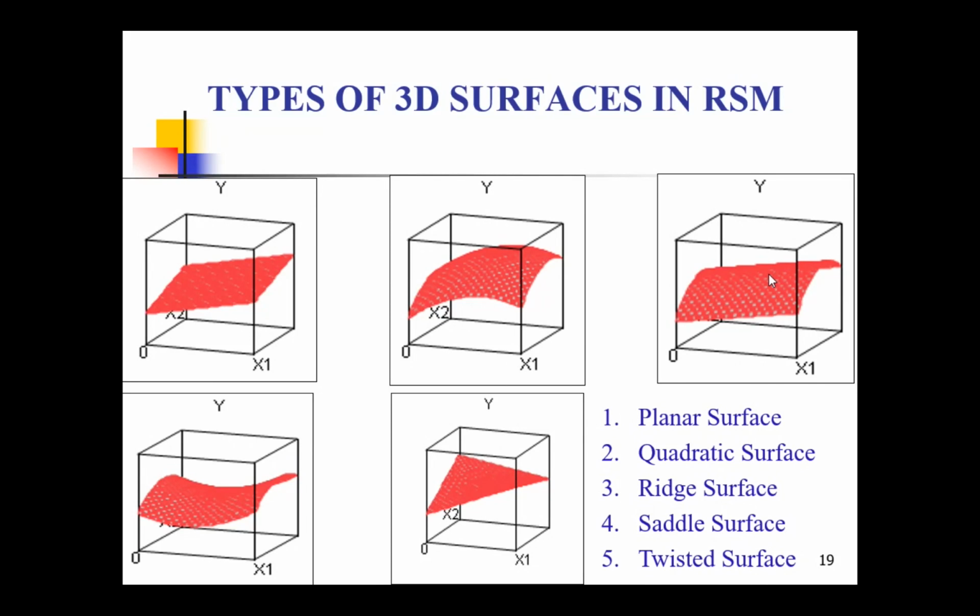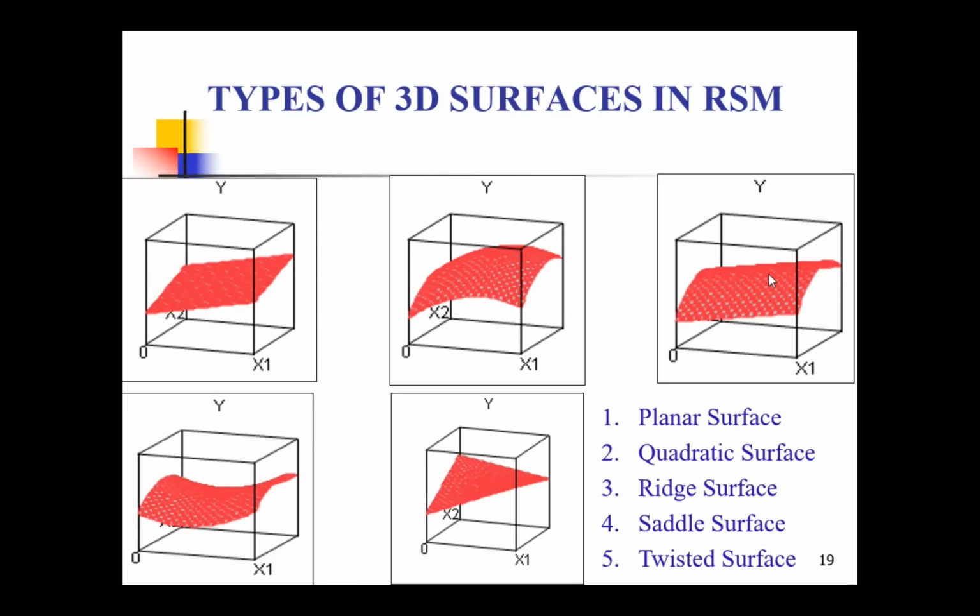Then we come to the ridge surface. With the change in one variable, a linear change in output is obtained, whereas with the change in the next variable, a non-linear change in output is obtained. So this is a ridge surface. Then a saddle surface. A saddle surface is nothing but a min-max condition. Previously we have seen that a saddle point is nothing but a combination of both maximum and minimum.